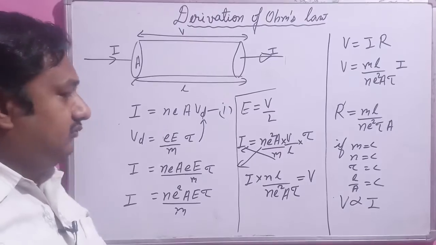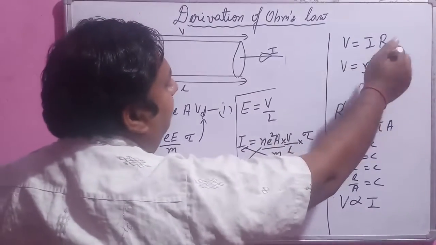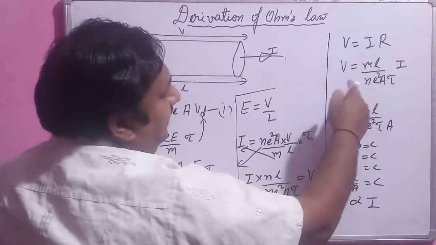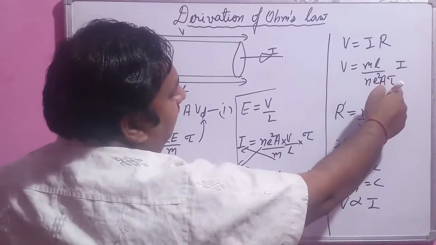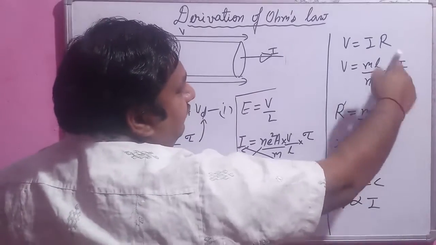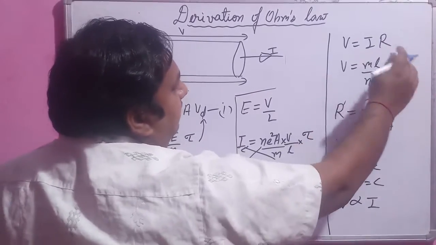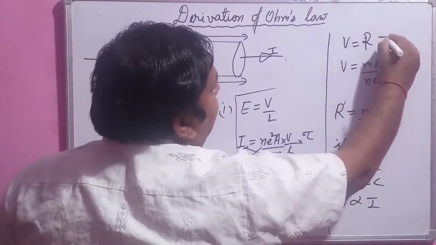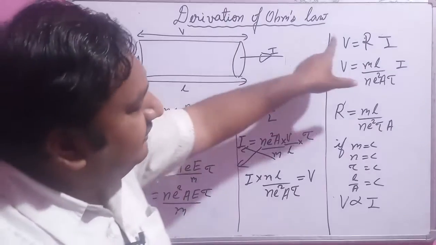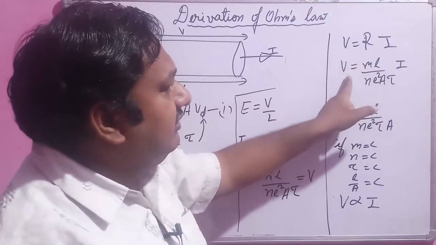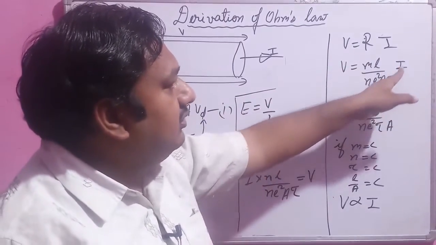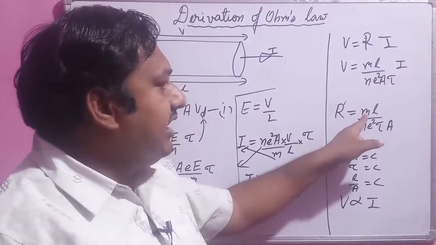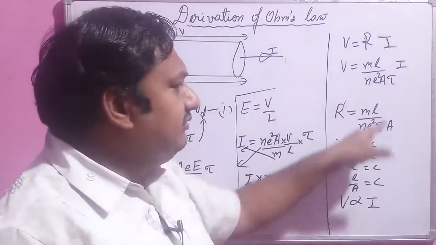Now compare this equation, V = IR, and V = mL/(ne²Aτ) × I. If you compare them, you will find that the resistance R is equal to mL/(ne²Aτ), and this whole value is a constant.